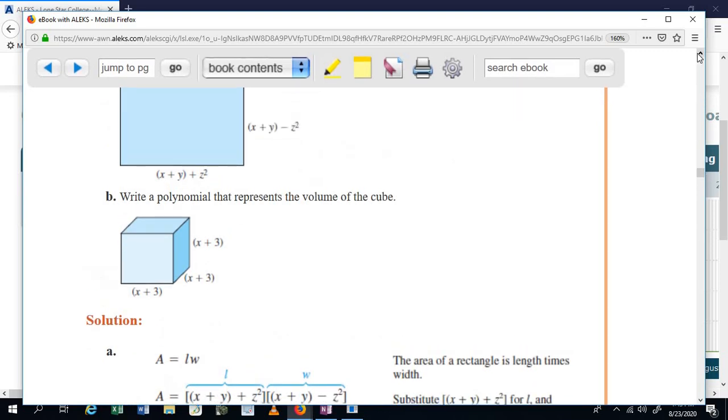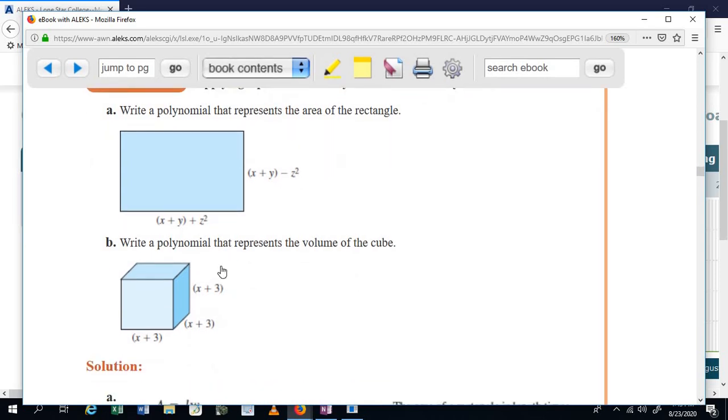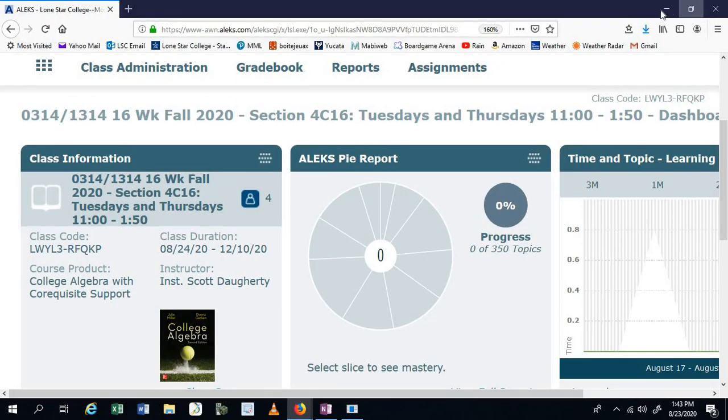Okay, so part B for example 5, they want us to write a polynomial that represents the volume of this cube. And of course, the volume of a cube would be length times width times height. And so here you just multiply x plus 3 by x plus 3 by x plus 3. Okay, so let's see what we get when we do that.